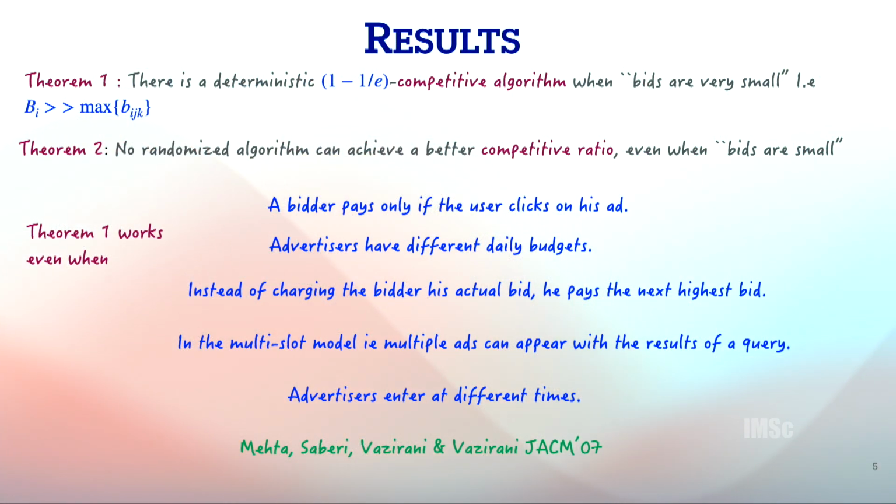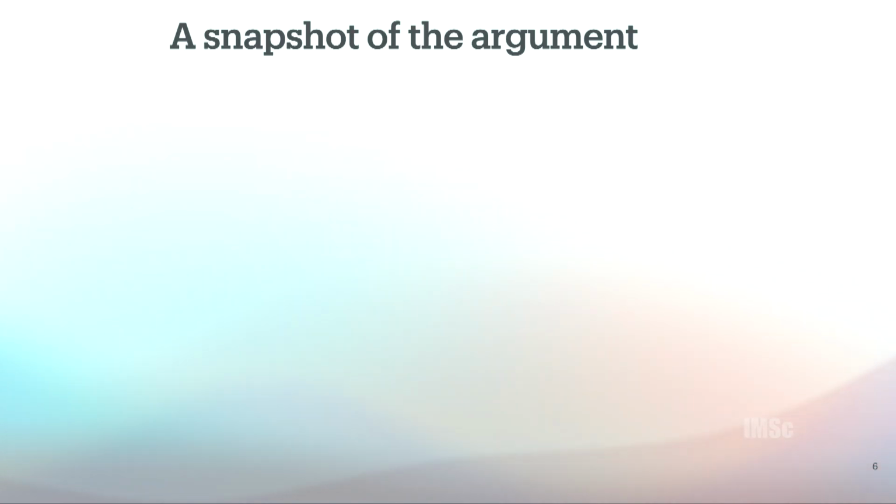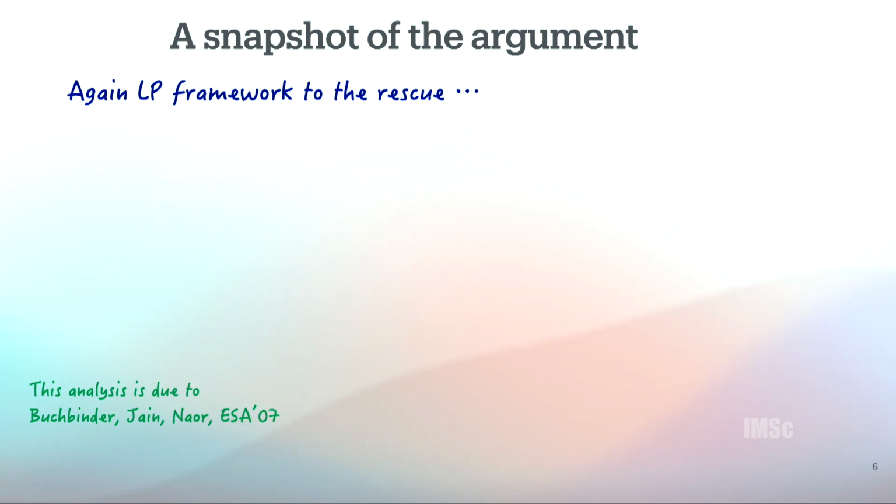Next is the second one. Even when the bids are not exactly charged, even if you set up that sort of a pricing model, the revenue generated will be at least 1 minus 1 by e as good as the optimum solution. Okay. So, I am going to just quickly show you, yes.